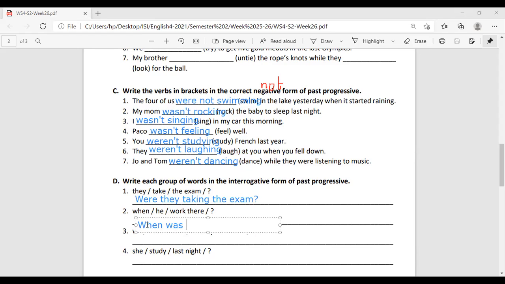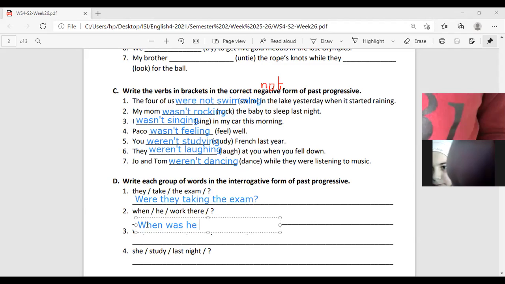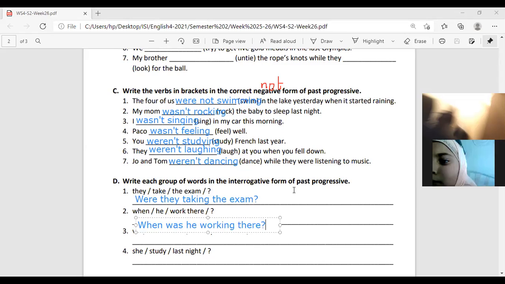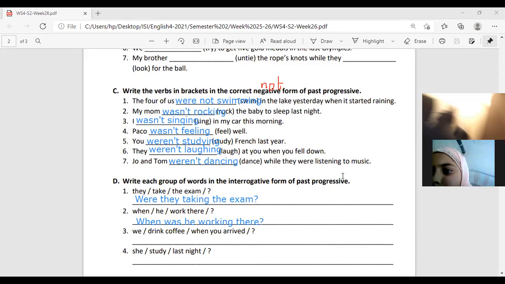Then what do I put? I put the subject. When was he? Then I have to put the main verb with ing. So I have to write work with ing. So it becomes, when was he working there? This is the question. When was he working there, Lana? Did you get it now? Okay, good.